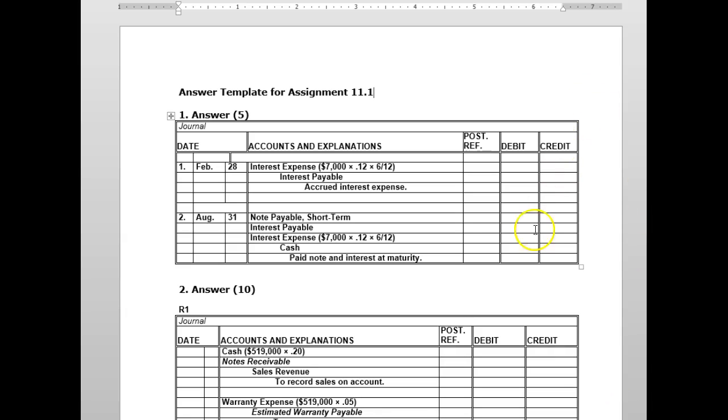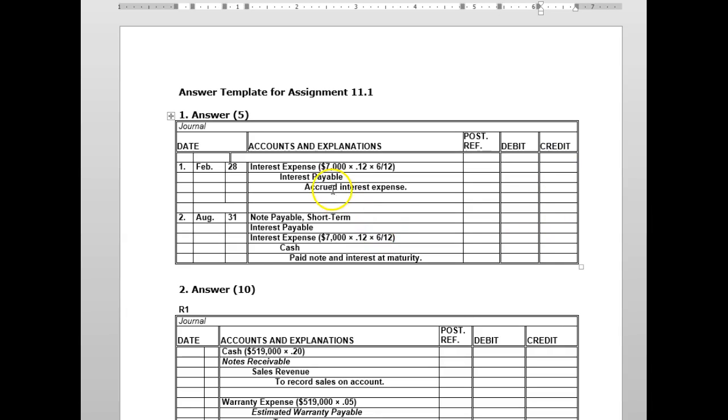So first of all, we've got to figure out what accounts we're using. Well, we know we're using interest expense because it's an adjustment. We also know that we're not really paying money out, but we're going to put it in a payable because we haven't paid it yet. So those are our accounts. Now we'll look at the numbers. We have $7,000 times 12%, and it's for half of a year. So we're only doing 6 months of it. And once you multiply that out, that becomes your debit. And the interest payable is the corresponding credit for that.